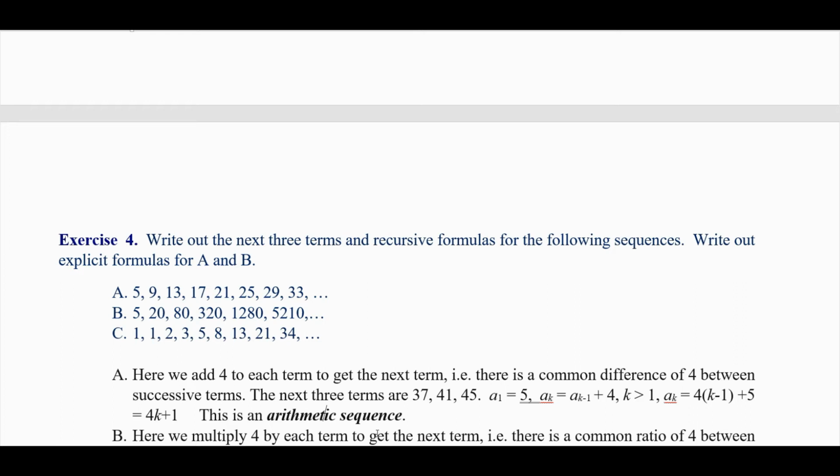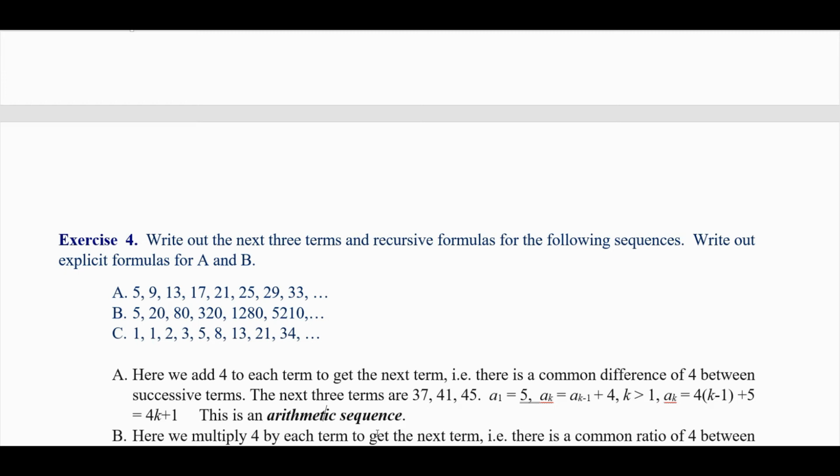To write the recursive formula for this, we would have a sub 1 is 5, and then a sub k is a sub k minus 1 plus 4. And that works for k bigger than 1. You just have to be able to find the previous term and then add 4. Now, hopefully you've already seen this kind of function before.